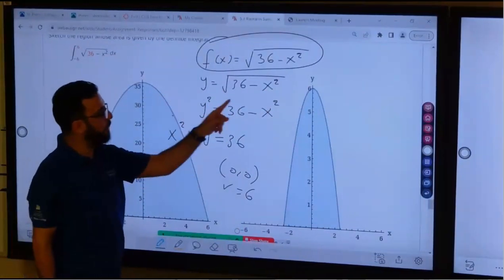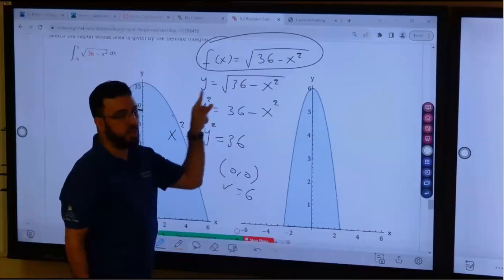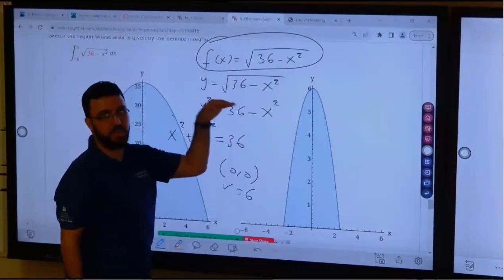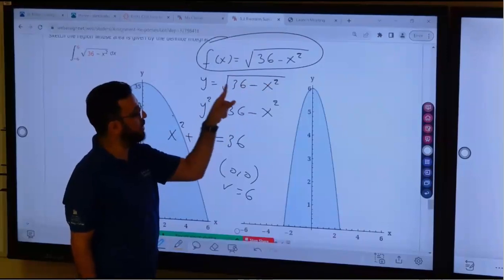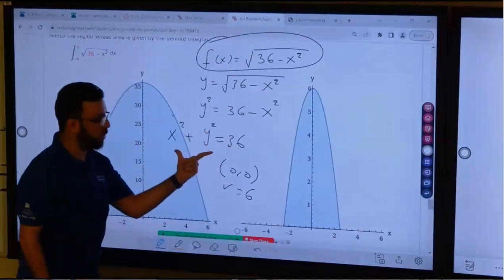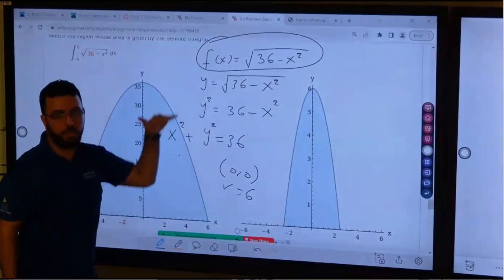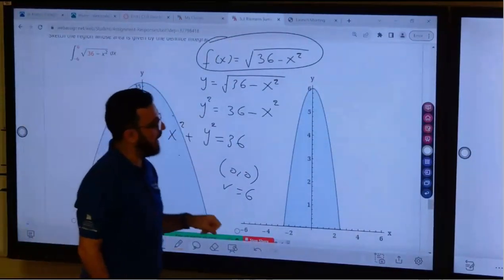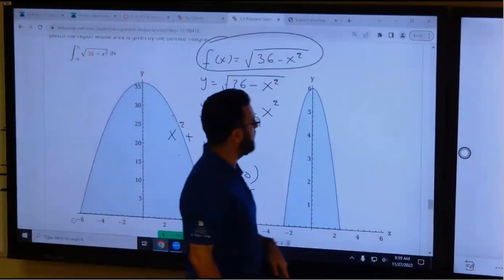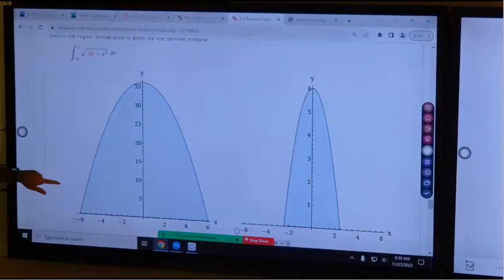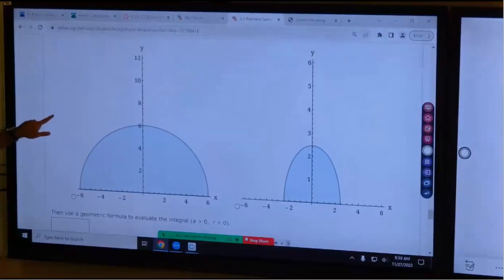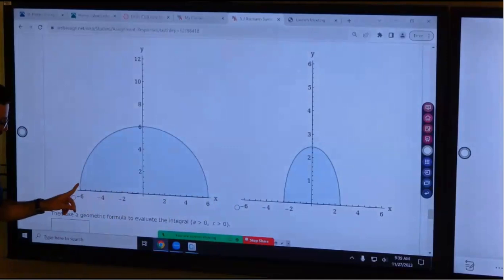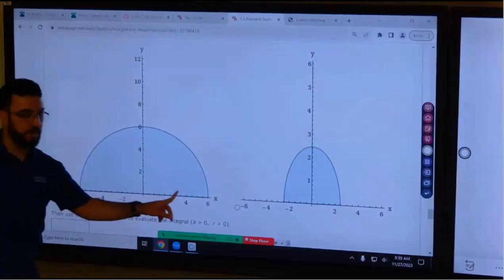And again, plug in any number here, the result is going to be positive because we're going to square this one. That means all the graph is going to be on the top. So our graph is going to be what? Half circle. Let's check that. Do we have half circle? There we go. Of course, this one is going to be wrong. This one is a circle from negative 6 to 6.